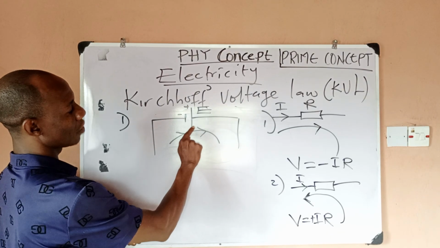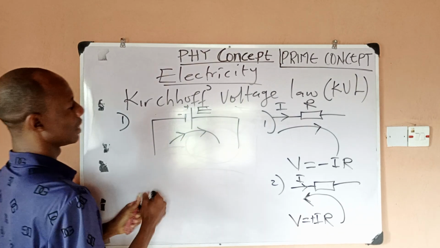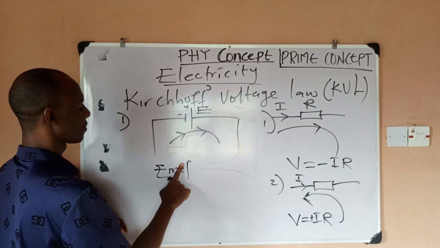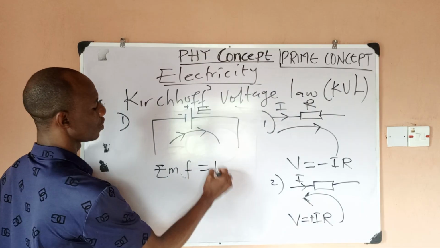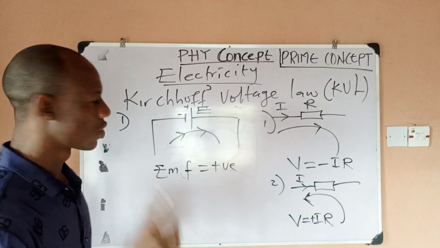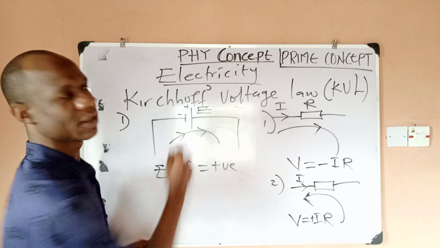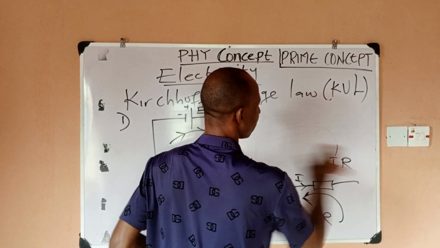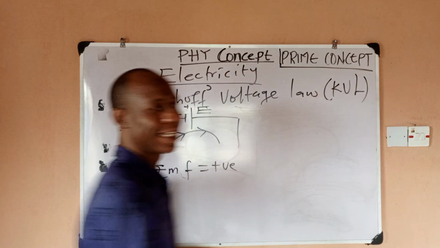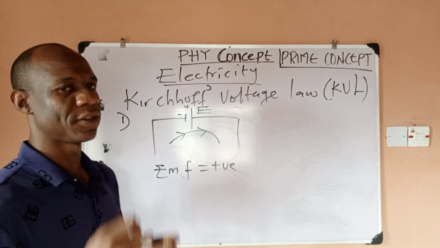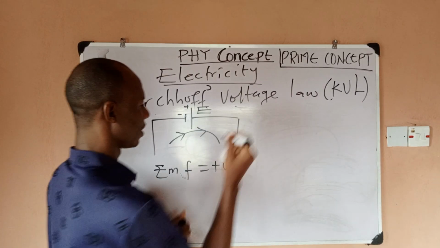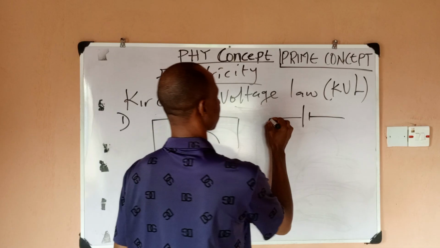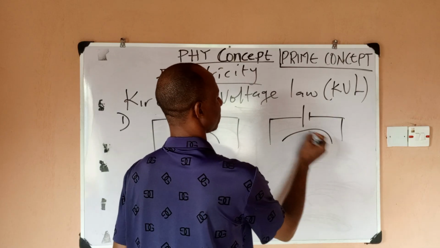Since our loop is coming out from our positive terminal, it means that the EMF in this case is going to be positive, because the loop comes out from the positive terminal. If, on the other hand, our loop comes out from the negative terminal, our EMF is going to be negative. What do we mean? Simply, we have something like this.